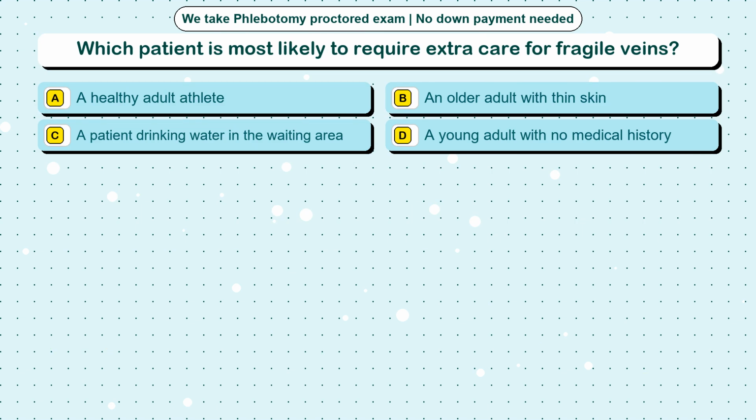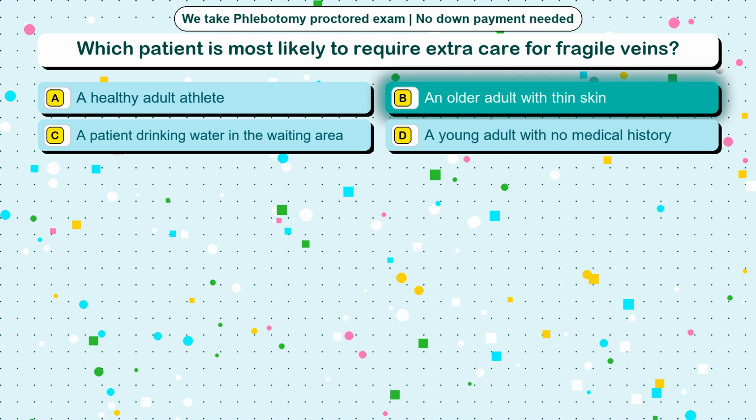Question 48. Which patient is most likely to require extra care for fragile veins? Option A. A healthy adult athlete. Option B. An older adult with thin skin. Option C. A patient drinking water in the waiting area. Option D. A young adult with no medical history. The correct answer is option B. An older adult with thin skin.